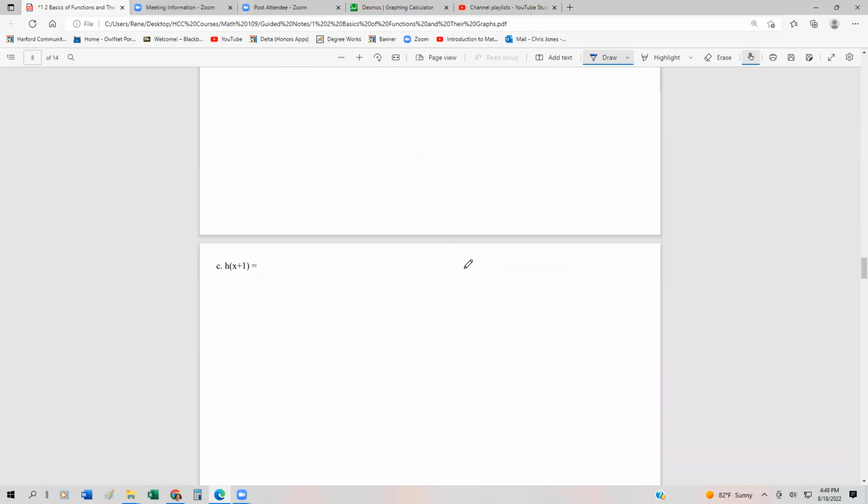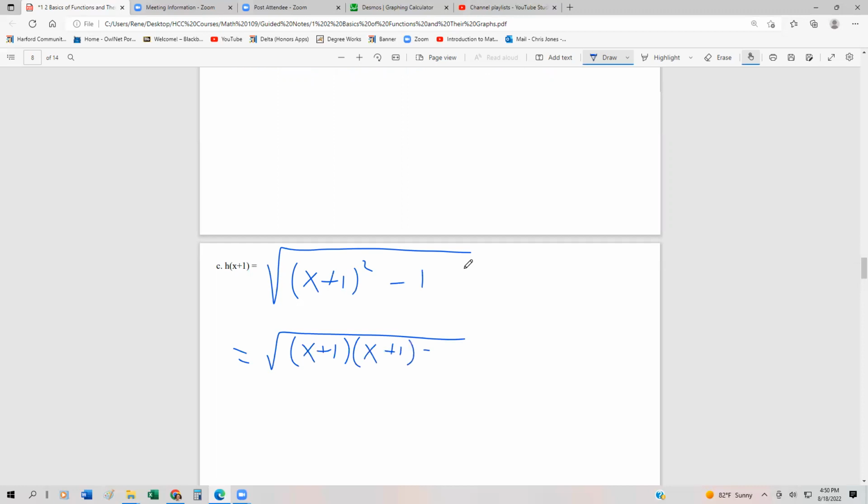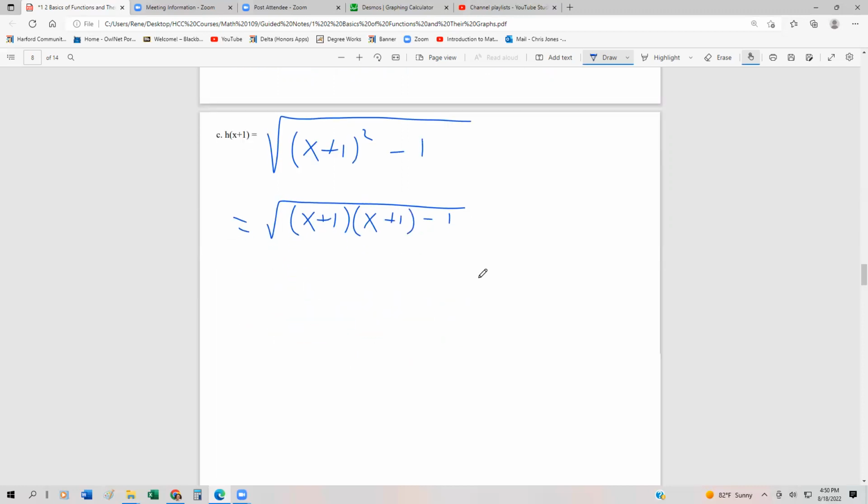Finally, we have h at x plus 1, and so that would be the square root of x plus 1 squared minus 1. Remember, when you square something, you write it next to itself. So that's going to be x plus 1 times x plus 1, minus 1. And then we can go ahead and FOIL. So that's going to be first, x times x, x squared. Outer is going to be 1x. Inner is going to be another 1x. Last terms, 1 times 1 is 1. And then we drop down the negative 1 from before.